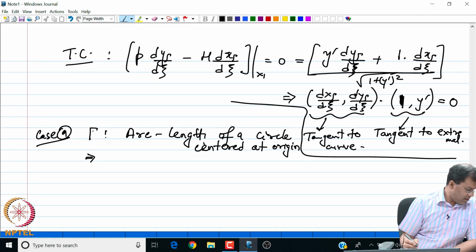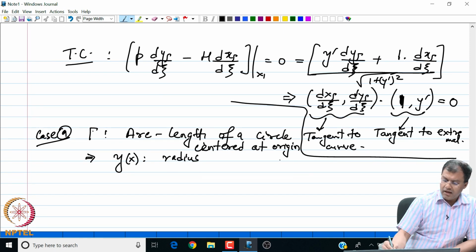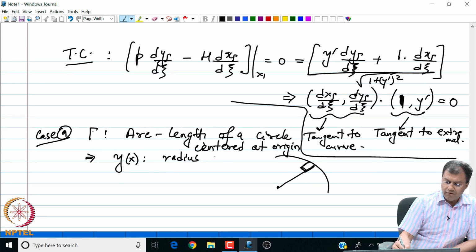and then I expect that my extremal y of x will be the radius, right. Because in that case, for an arc of a circle, only the radius is going to meet the arc at a perpendicular. So, the radius starting from the origin, right. So, that is my extremal. That can be found directly from the transversality condition.